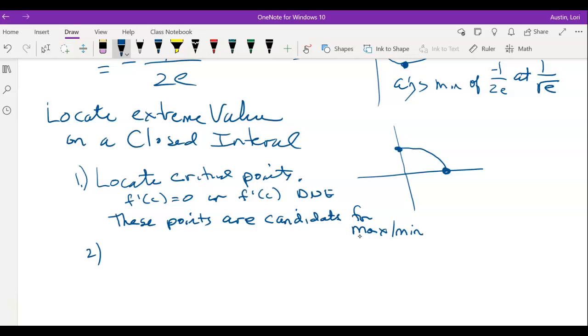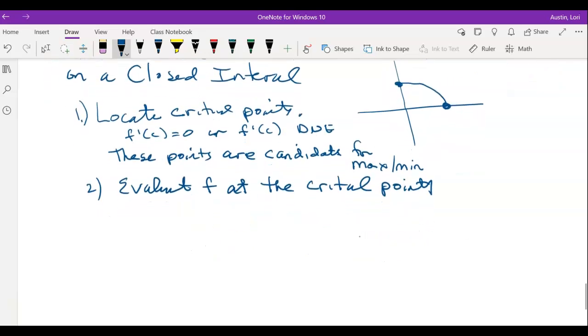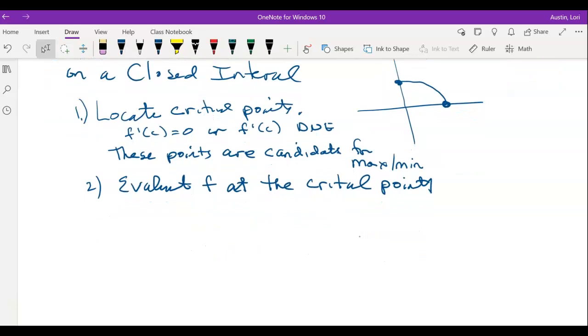Find your f of c's. Evaluate f at those critical points. You got to figure out what f's doing. So once you find the critical points, plug them back into the function. Just plug them back into f.